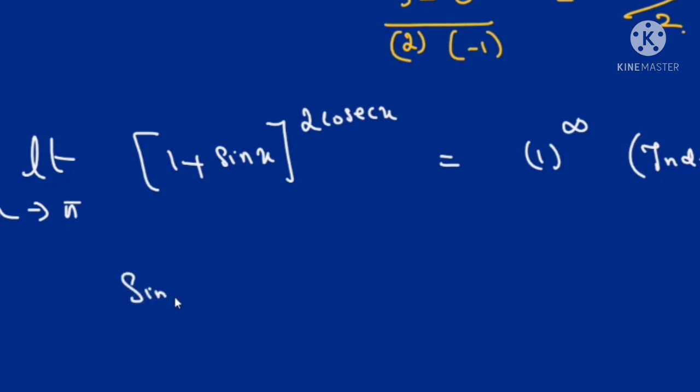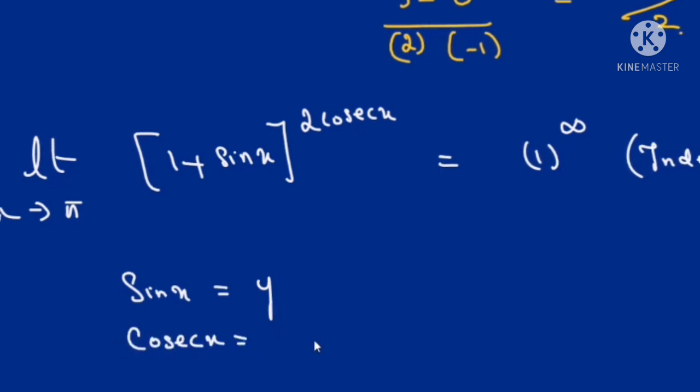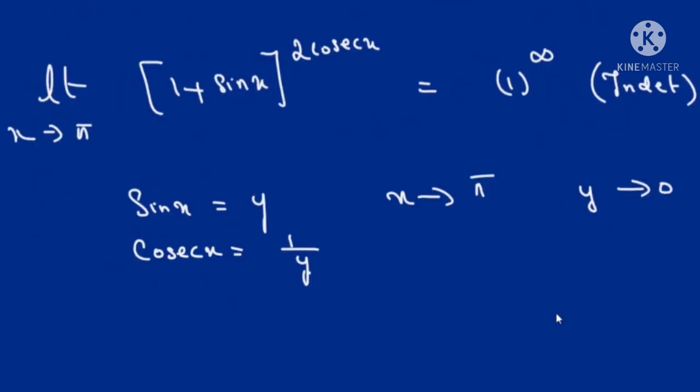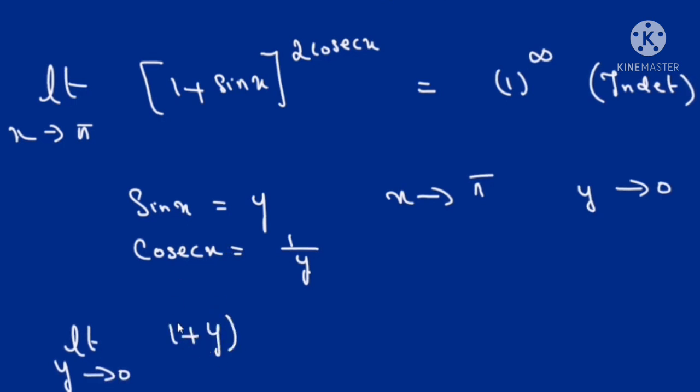So let us simplify this. Put sin x as y. So what is cosecant x? Cosecant x will be 1 by y. When x tends to π, sin π is 0, so y tends to 0. So this limit will now change to limit y tends to 0, 1 plus y to the power 2 cosecant x, that is 2 into 1 by y. So it will become 2 by y.